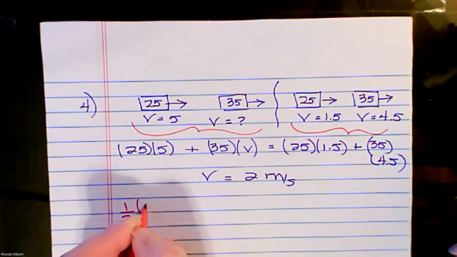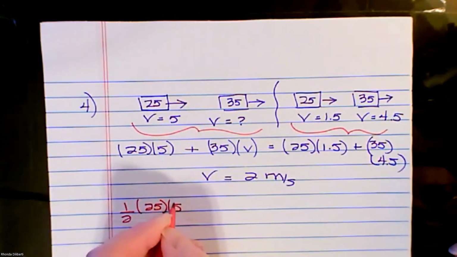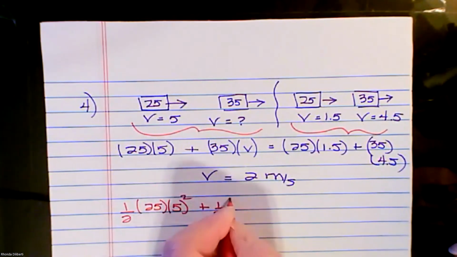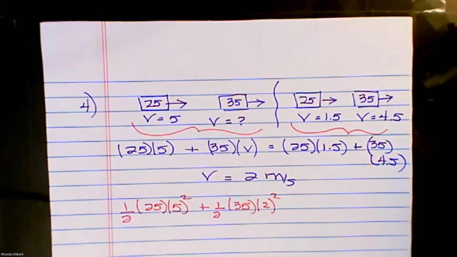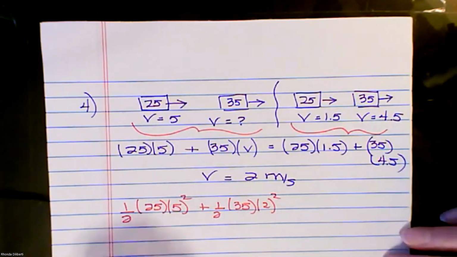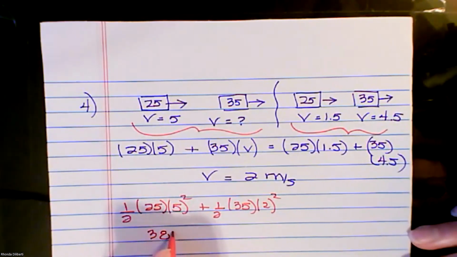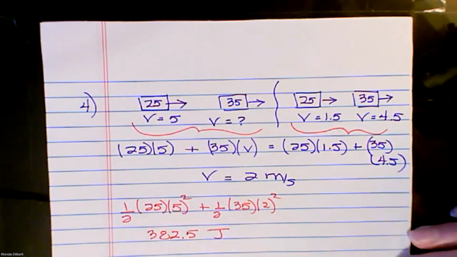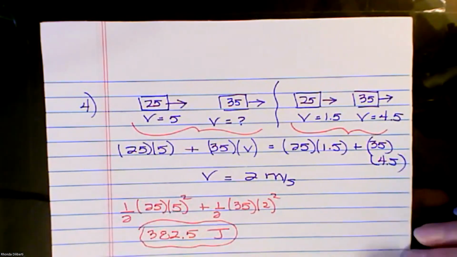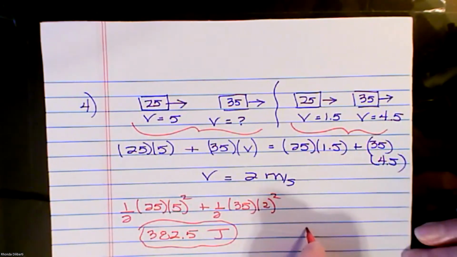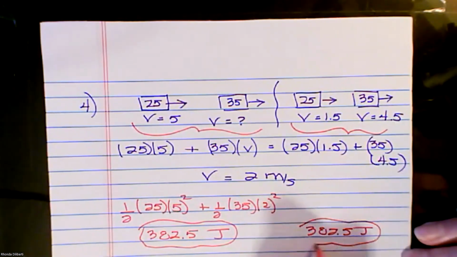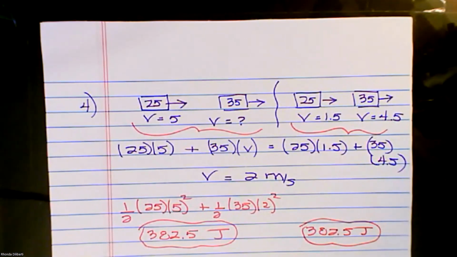So 1/2 mv squared plus 1/2 mv squared. And when I did that, I got 382.5 joules on the left. And then doing the same thing on the right, 1/2 mv squared plus 1/2 mv squared, I also got 382.5 joules on the right. So it is an elastic collision, even though everything is going to the right.